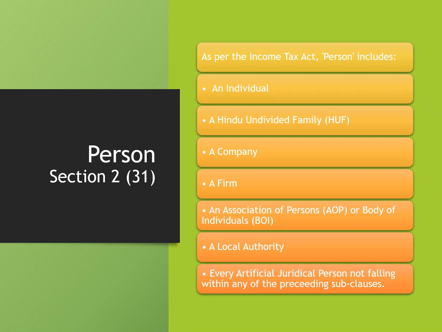Sixth one is a local authority. Local authority, for example, we can say any municipal authority, any panchayat, any port trust, etc. And the last one is artificial juridical person, which is not covered in the above six clauses. Any artificial juridical person which is established under a special act of legislature can be categorized under this category. So, in the Income Tax Act, we cannot say a natural human being is the only person, but all these seven categories are included in the Income Tax Act as a person.